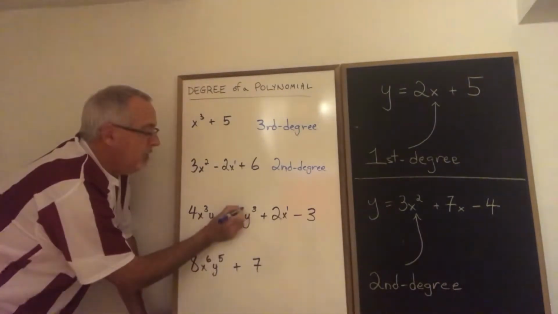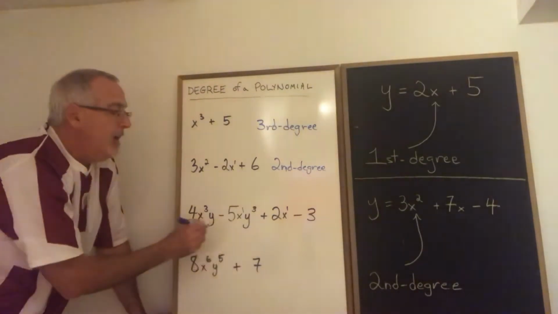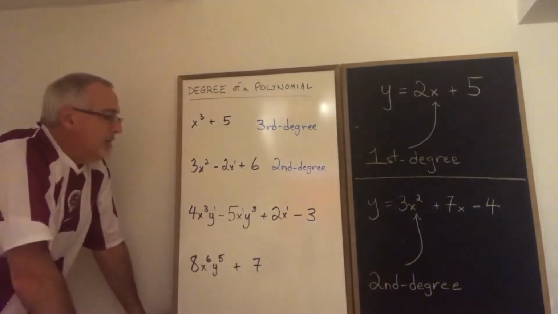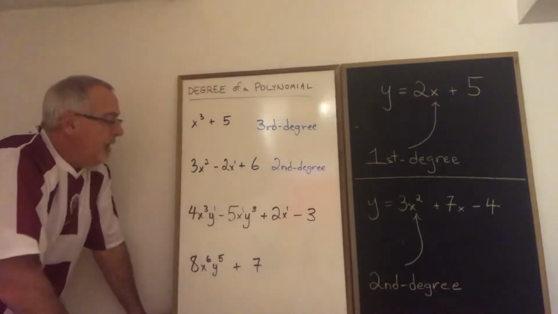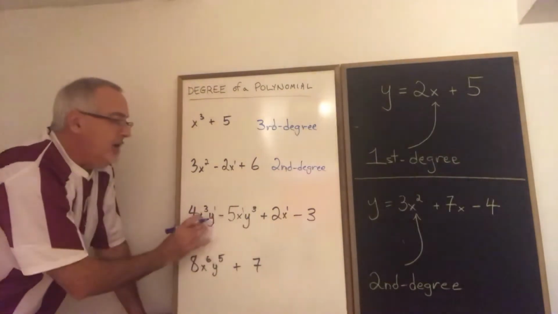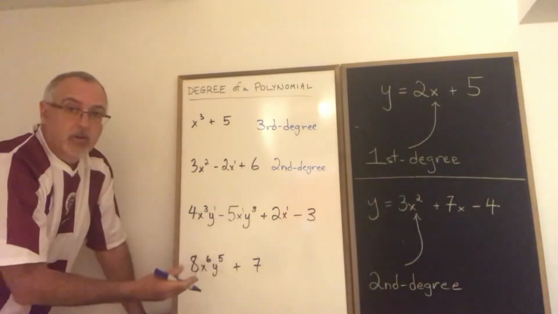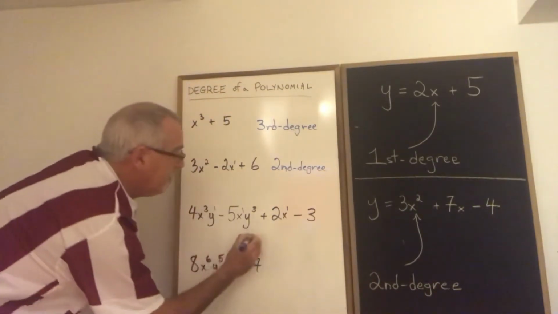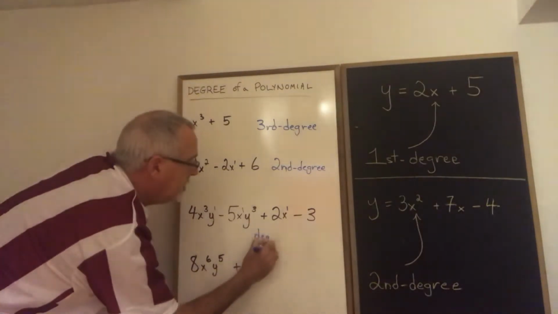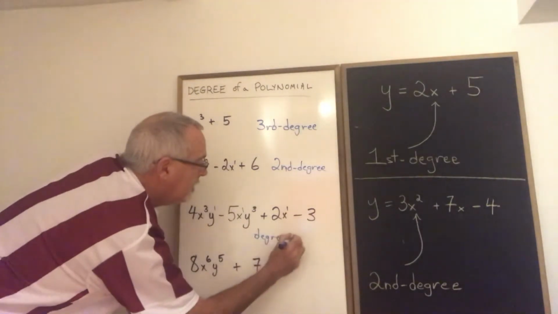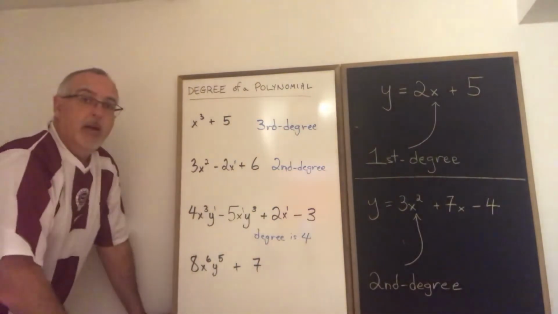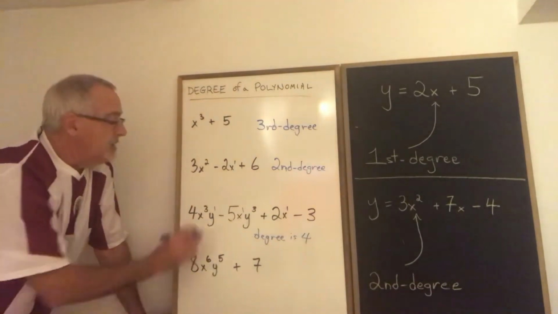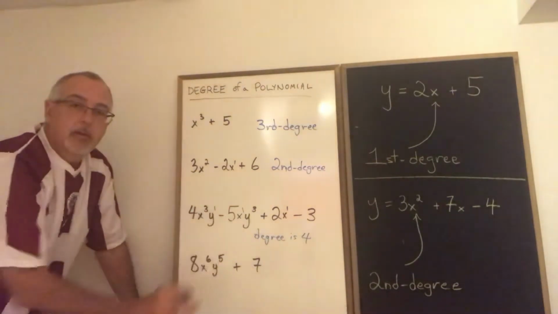Here we have xy cubed, which means x to the 1, y to the 3. And here we have x cubed y, which is x to the 3, y to the 1. But what we do to determine the degree of these terms is we add the exponents of the variables. 3 plus 1 is 4 in both cases. The degree of this polynomial is 4. And which of these terms is responsible for that? Both of them, because they're in a tie for the highest degree terms in the polynomial.